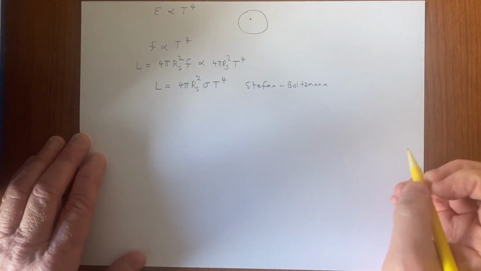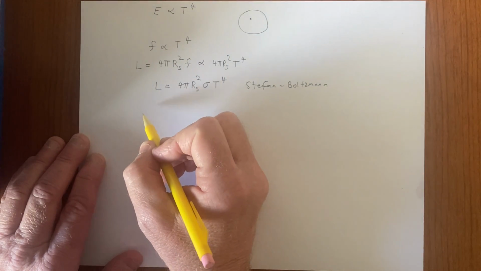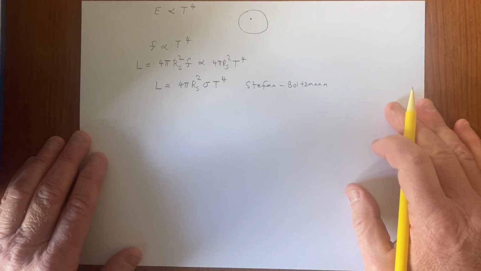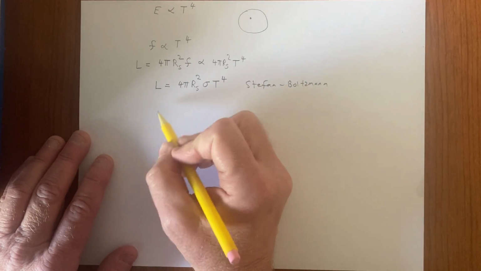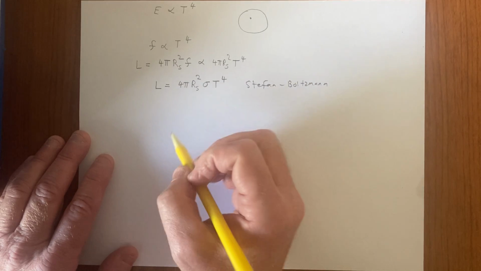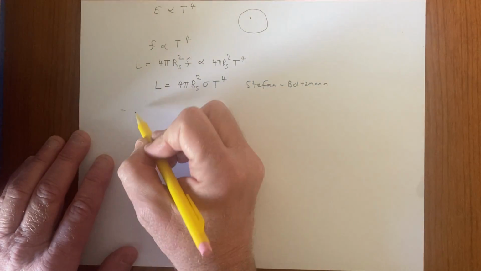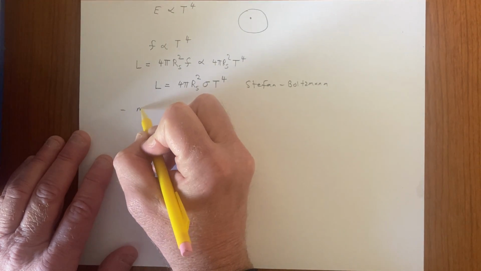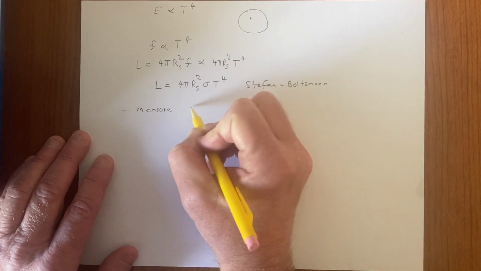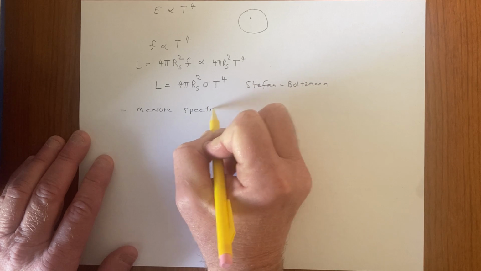So let's think about using this to determine, say, how large a star is. What is the radius of a star? So let's imagine looking at a star in our own Milky Way that we can actually see by eye. Let's imagine taking the spectrum.